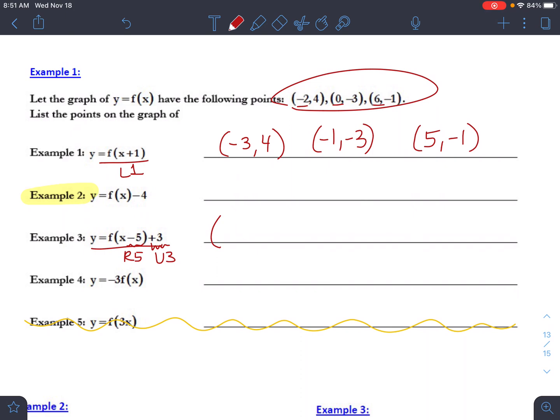So instead of negative 2 plus 5, I'm going to be at 3. Instead of 0, I'm going to be at 5. Instead of 6, I'm going to be at 11. So I added 5 to each of those.